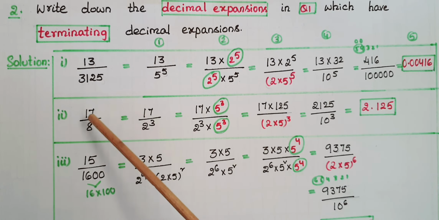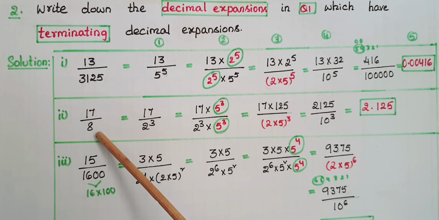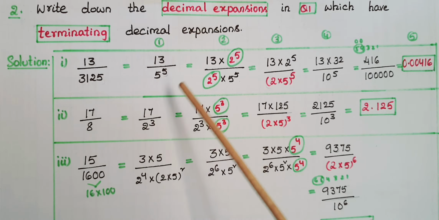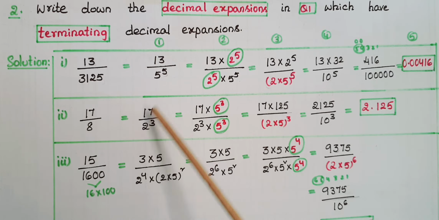Next one is 17 by 8. This rational number will have terminating decimal expansion. So you have to convert this into decimal form. So first prime factorize these two, numerator and denominator.